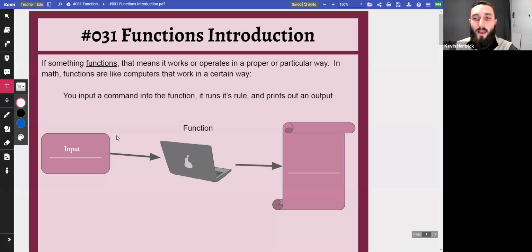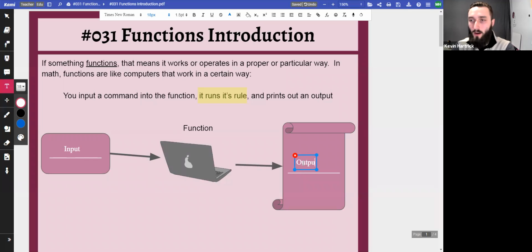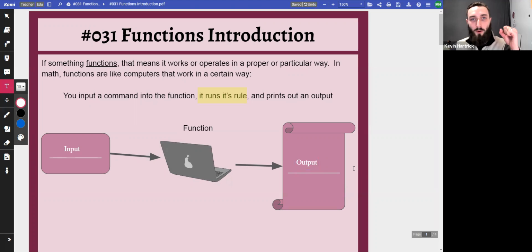Okay, so you take an input, and the function, I put a little picture of a computer here because I think it's useful to look at functions as a computer. Computers do things for you, right? You input, you type in something, and then it outputs something. Maybe it prints out something, right? That's kind of how functions work in math. So you take an input, you put it into the function, into the computer. The computer runs some sort of rule, okay? It runs a rule, and then when it runs this rule, okay, it prints out an output. So the thing that comes out of the function is the output. So we take an input, we put it into the function, and it becomes an output, okay?